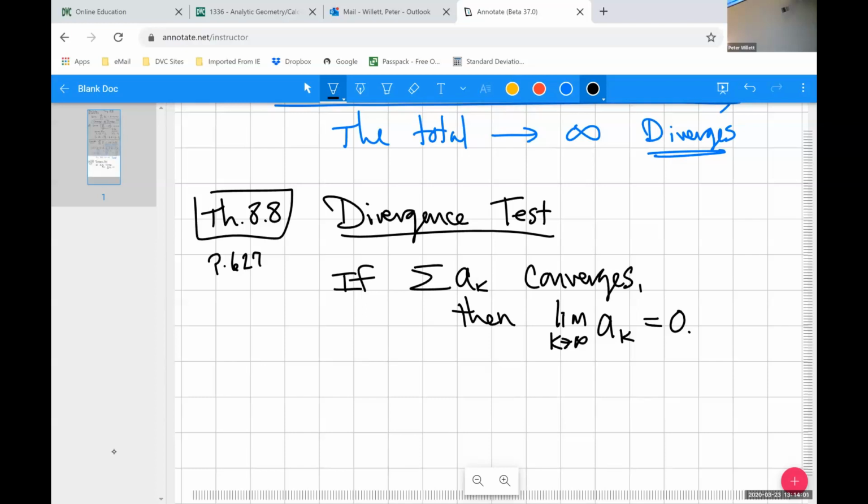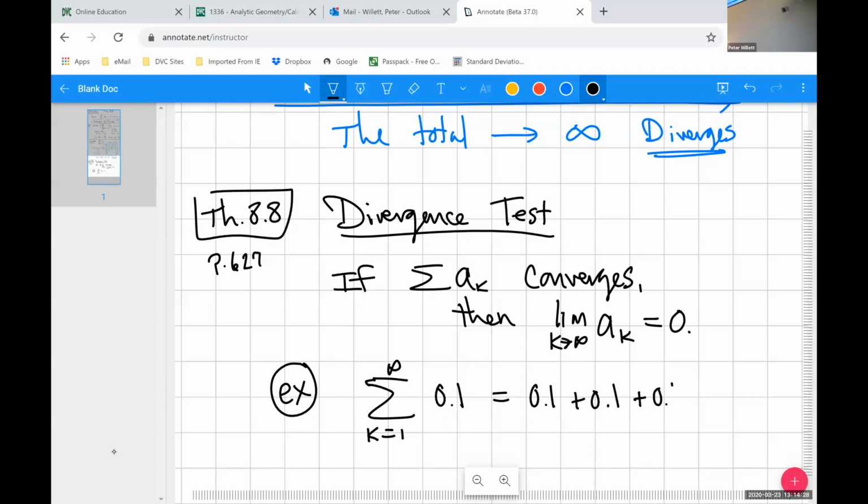So for example, let's take a super simple series. Let's say I had the series as k goes from 1 to infinity, and let's just say it's a constant, 0.1. So what does this look like? This is 0.1 plus 0.1 plus 0.1, etc.